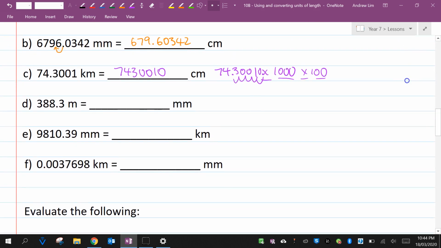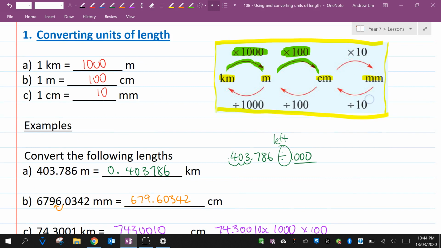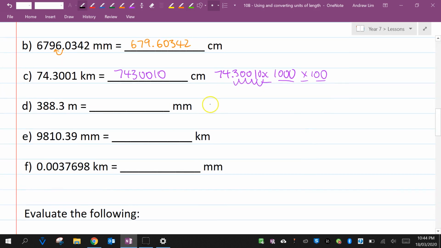Okay. Pause the video, have a go with question D, E, and F yourselves, and when you're ready to check your answers, continue with the video. Okay, so in question D, we're going to convert meters into millimeters. From meters into millimeters, we need to times by 1,000. So times by 1,000. We're going to move it to the right twice, and then one more time, so 3 times in total. 1, 2, 3. In these empty spots we have zeros, so 388,300 is our answer.